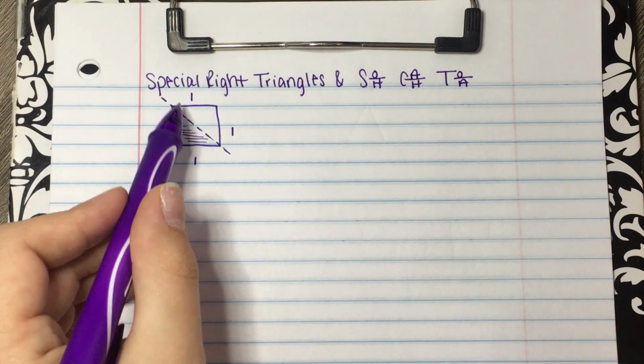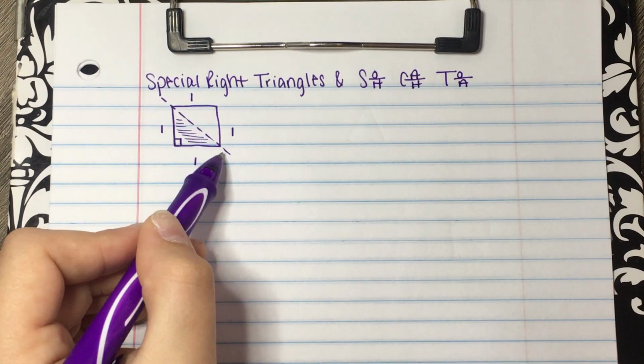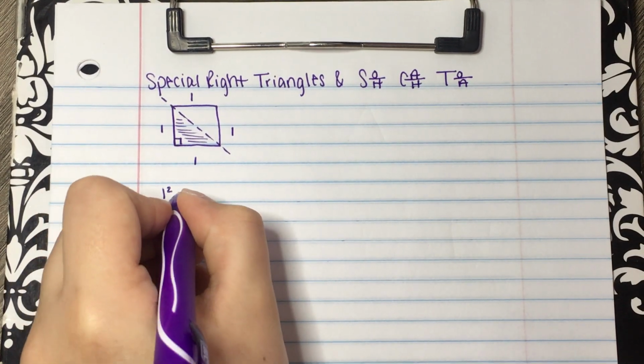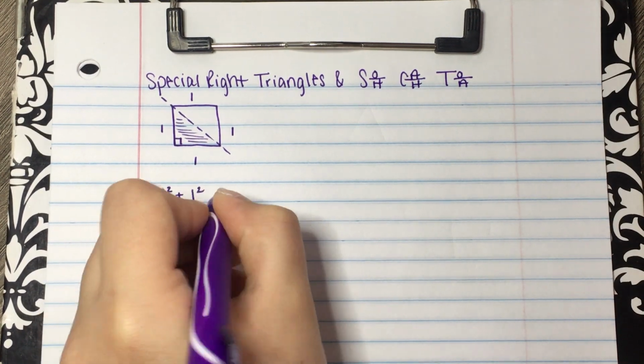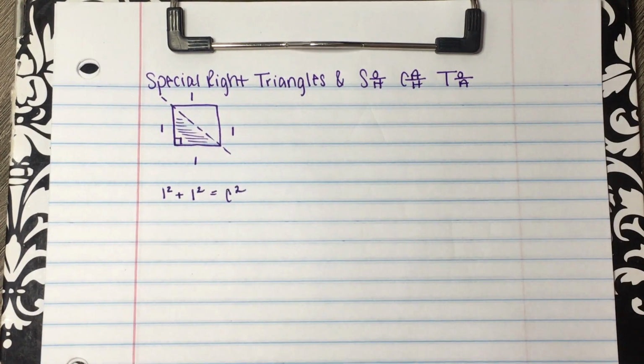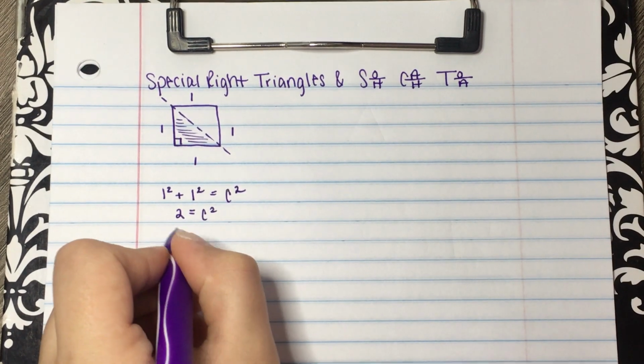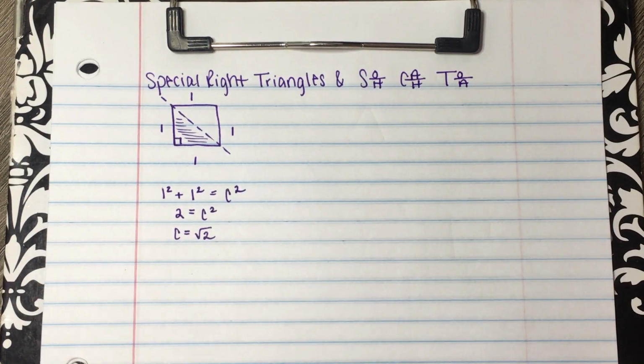We're going to solve for this missing side, which is going to be the hypotenuse of our triangle. We're going to use our Pythagorean theorem, which is a squared, which is a leg, plus b squared, which is a leg, is equal to our hypotenuse squared. 1 squared plus 1 squared is 2, and that's going to be c squared. And then c here is the square root of 2.